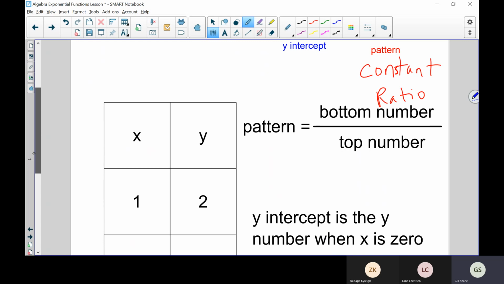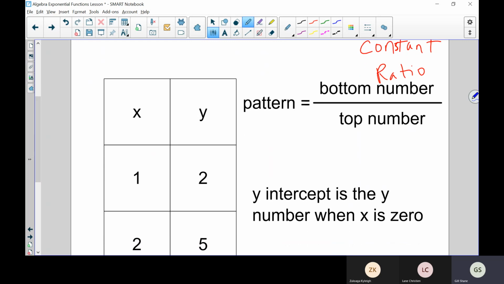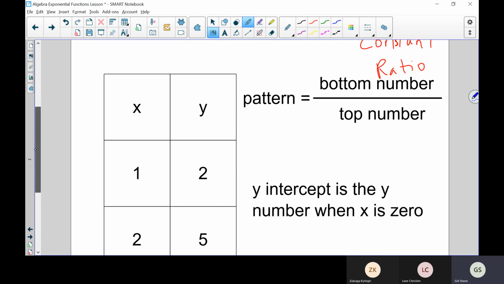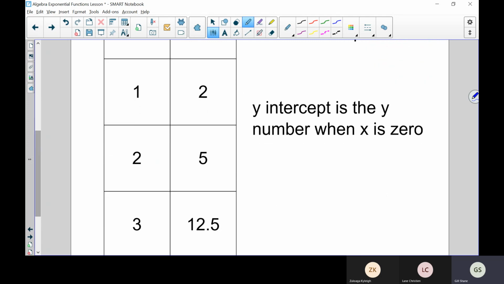Pattern is the bottom number divided by the top number. Y-intercept is the Y number when X is 0. This would be an example of when I didn't give you an X of 0, so I was going to make you do something like that. You would have to then say, okay, well, I need to go up.